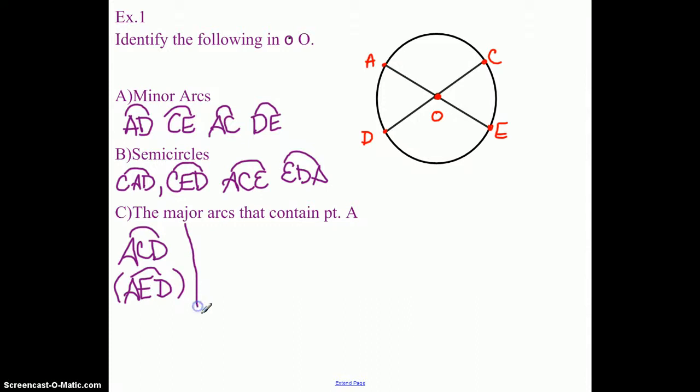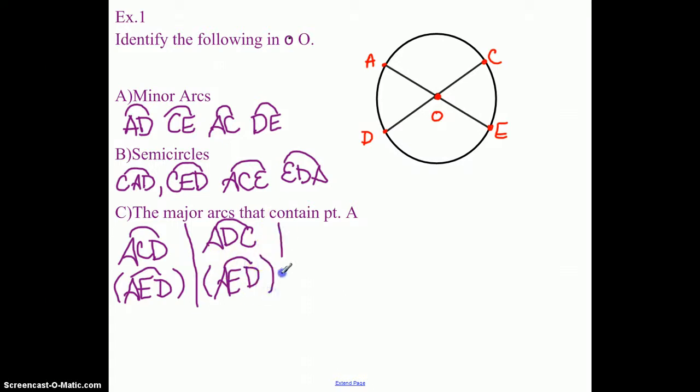Now that's one. Now if I find another major arc, if I go the other way, so if I go from A through D to E, E's halfway. So if I go to C, that would get me more than halfway. So again, I could do A, D, C, that could be one. I could also do A, E, D.